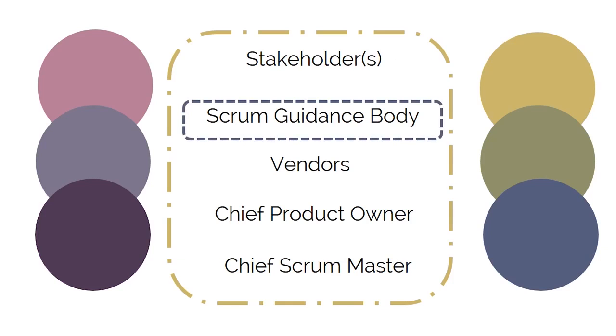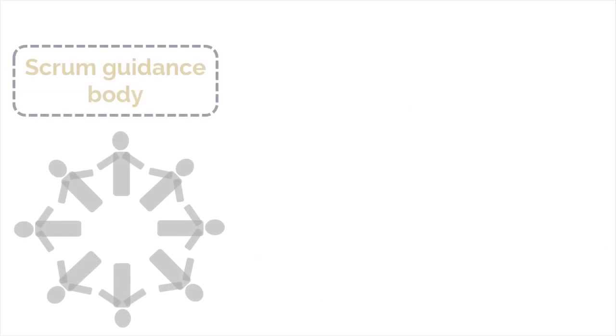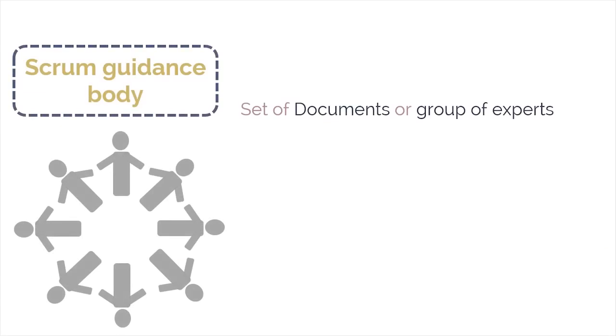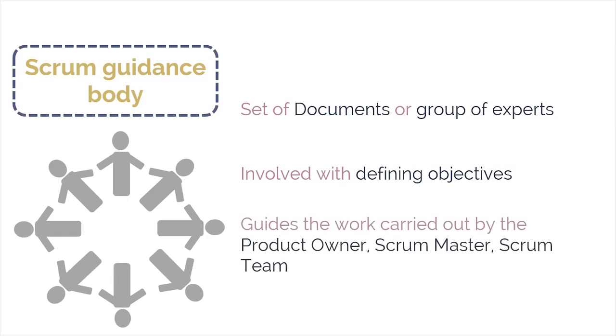Second is the Scrum guidance body, which is also referred to as the SGB. It is an optional role consisting of a set of documents or a group of experts, typically involved in defining objectives related to quality, government regulations, security, and other key organizational parameters. This Scrum guidance body guides the work carried out by Product Owner, Scrum Master, and Scrum Team.